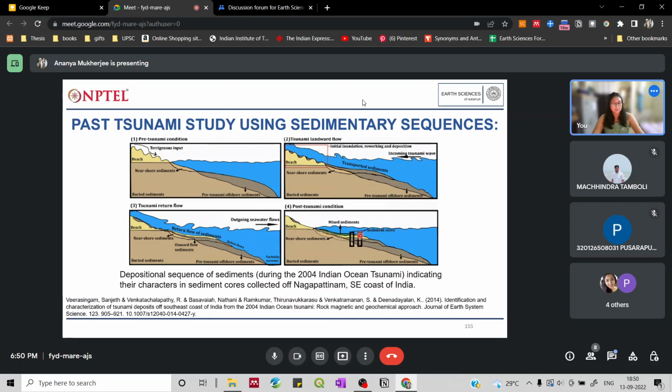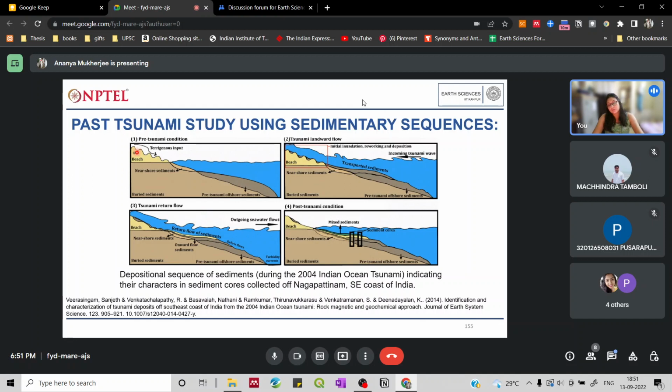Now post tsunami, suppose right now we are trying to study whether this area has been struck by a tsunami before or not. We will start taking sediment cores. In these sediment cores, you can see that there are different layers over here. We then study these layers. We try to understand the texture of these layers.